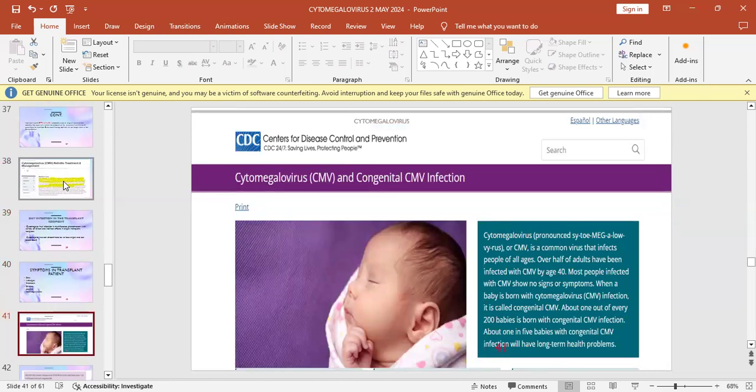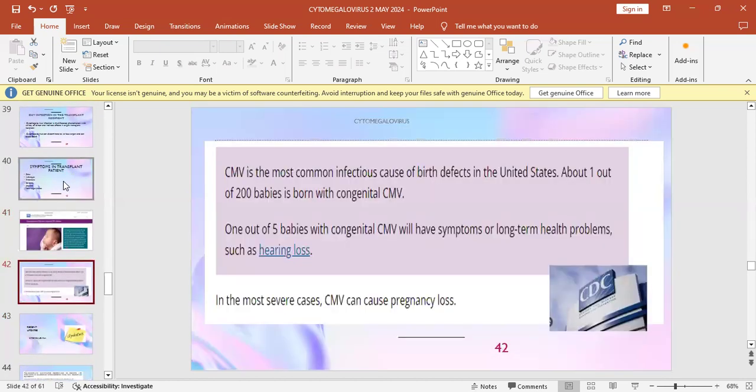Congenital cytomegalovirus infection. It is a common virus that infects people of all ages. Over half of adults have been infected with cytomegalovirus by the age of 30. Most people infected with cytomegalovirus show no signs or symptoms. When a baby is born with cytomegalovirus infection, it is called congenital cytomegalovirus. About 1 out of every 200 babies is born with congenital cytomegalovirus infection. About 1 in 5 babies with congenital CMV infection will have long-term health problems.